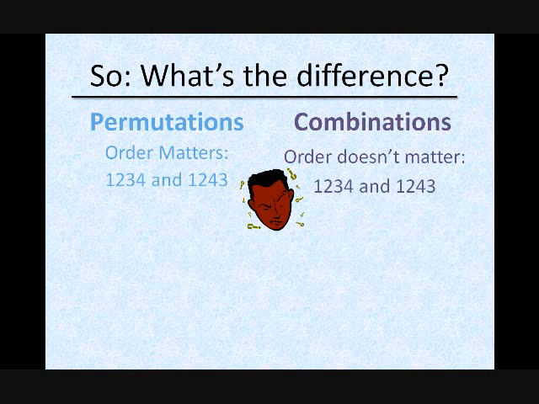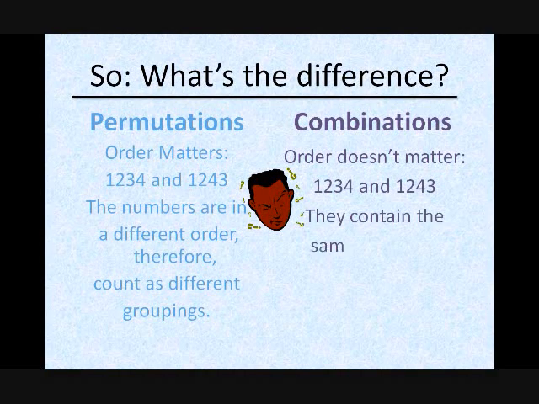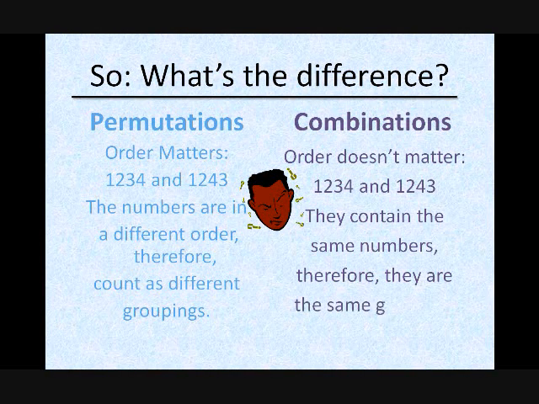Take these two sets of numbers. For permutations, the numbers are in a different order, therefore they count as different groupings. For combinations, they contain the same numbers, therefore they are the same grouping.